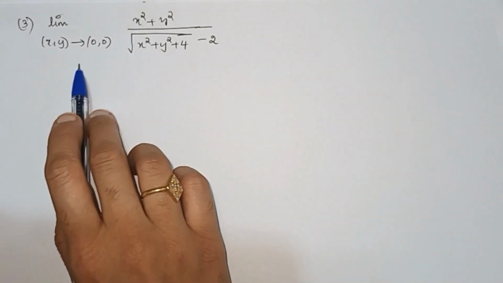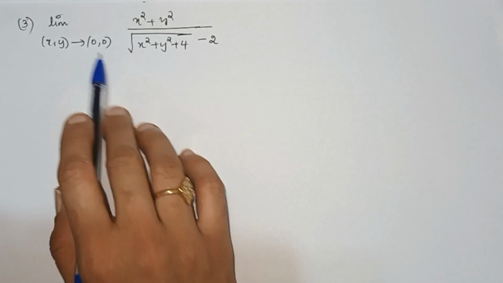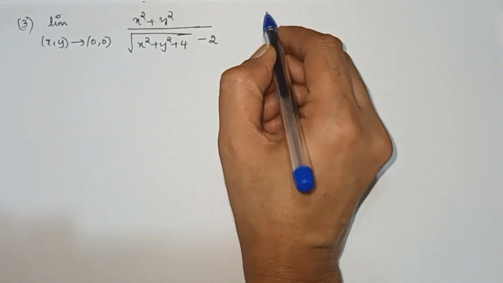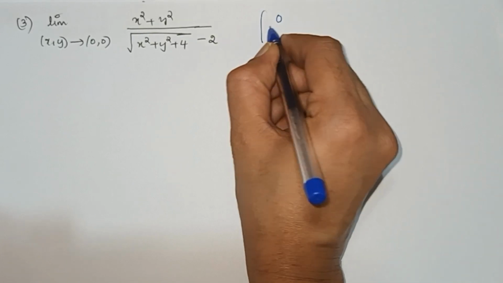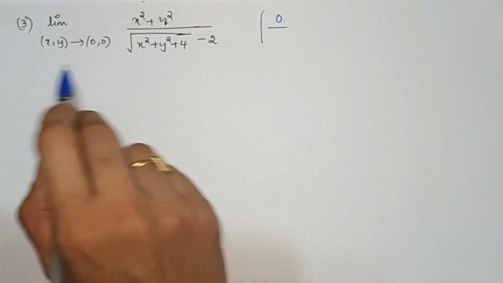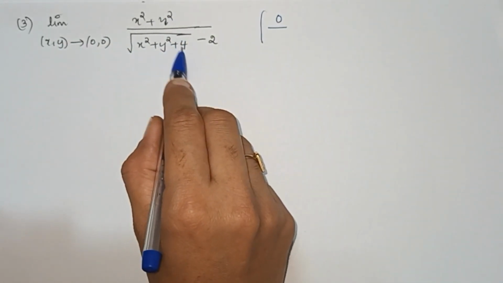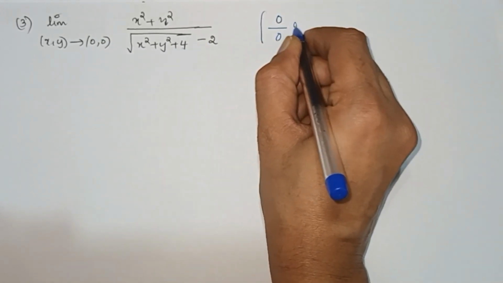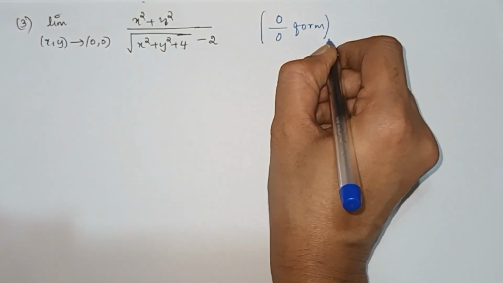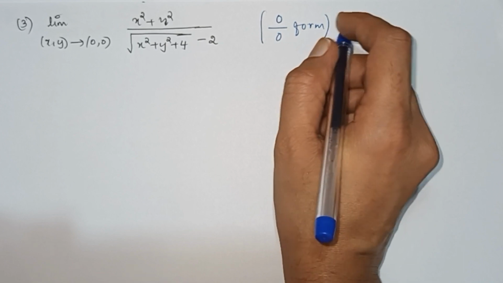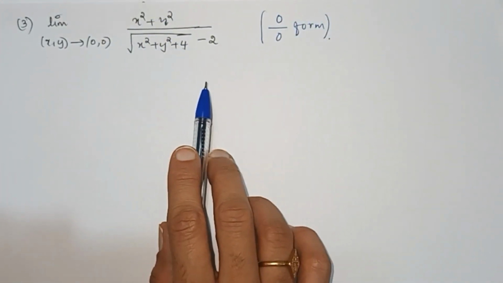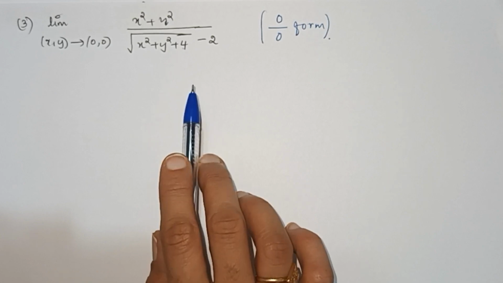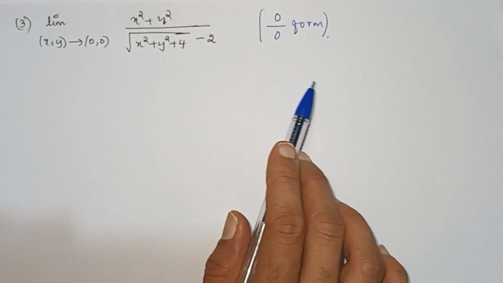Now see here the third problem. In this problem also, when you directly apply the limit using direct substitution, you will get 0 in the numerator, and the denominator is square root of 4 which is 2, minus 2, which is 0. That is 0 by 0 form, which is an indeterminate form. Therefore, you should always check whether it is possible to convert it into a new function so that it doesn't yield an indeterminate form.